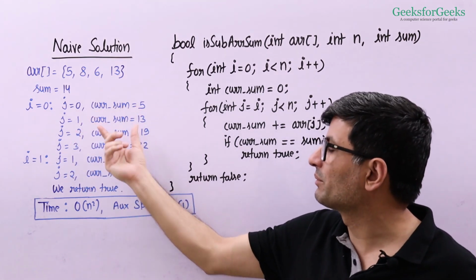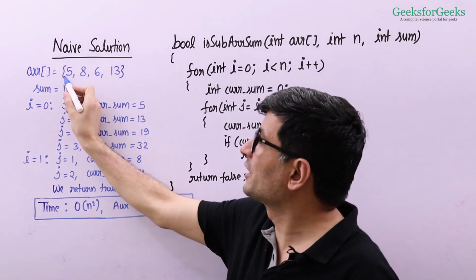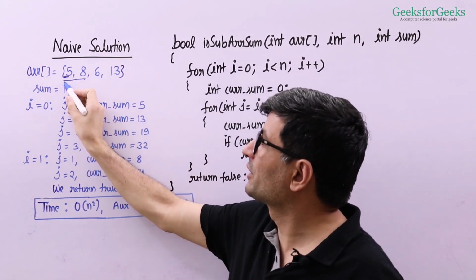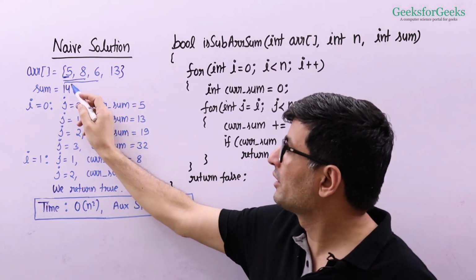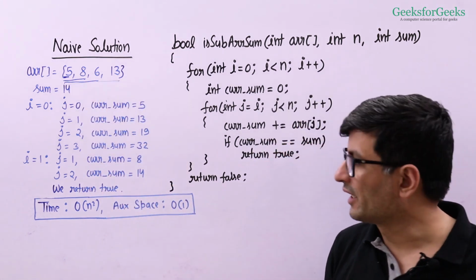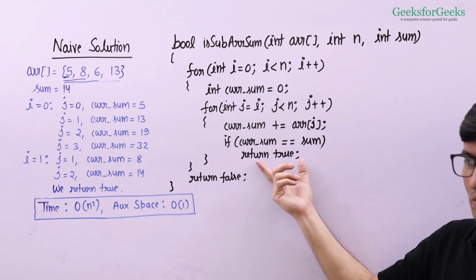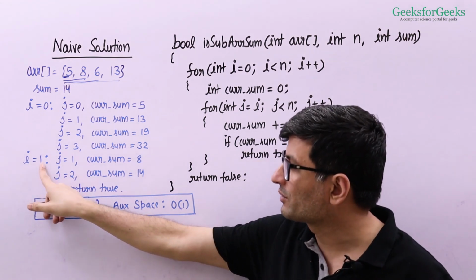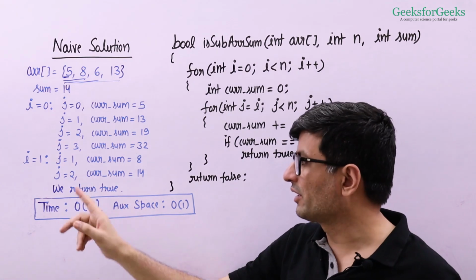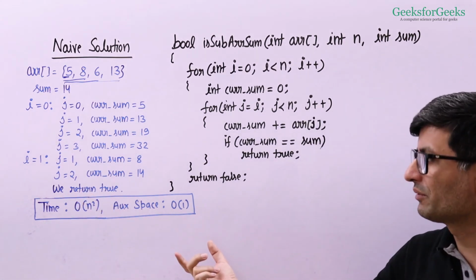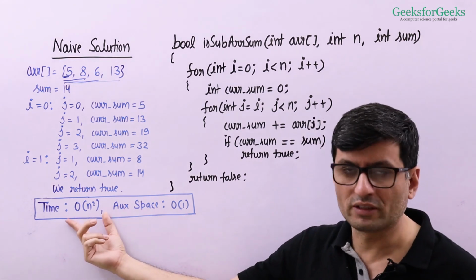j equal to 1, sum becomes 13. So we first consider a single element sub-array, then 2 element sub-array, then 3 element sub-array, then 4 element sub-array. And at every moment we check if the current sum becomes equal to sum, then we return true. So we are going to return true when i is 1 and j is 2.